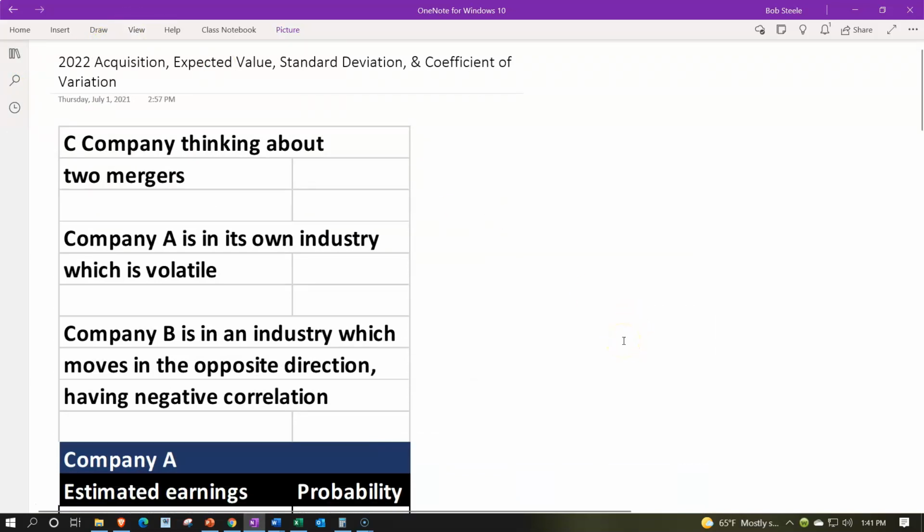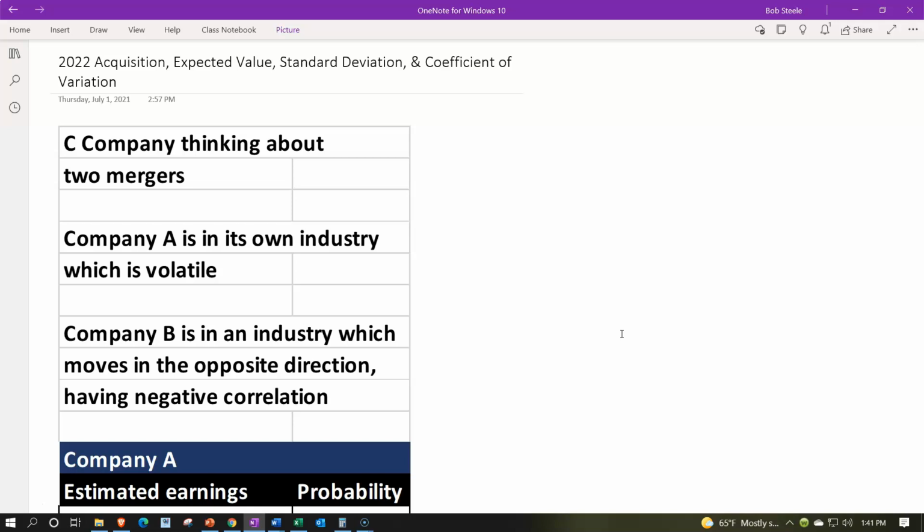We're looking at an acquisition type of situation. We're going to be calculating our expected value, the standard deviation, and coefficient of variation. These are statistical terms we looked at in a prior section. So if you want to see more problems like this in more detail, look at that section. We're going to apply the concepts learned there to an acquisition situation here.